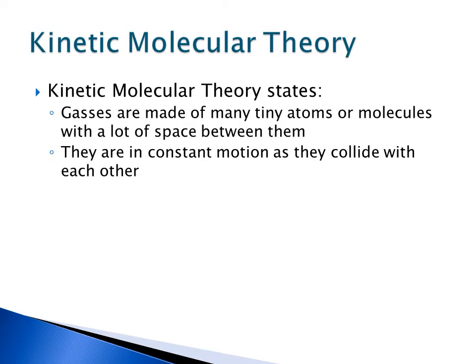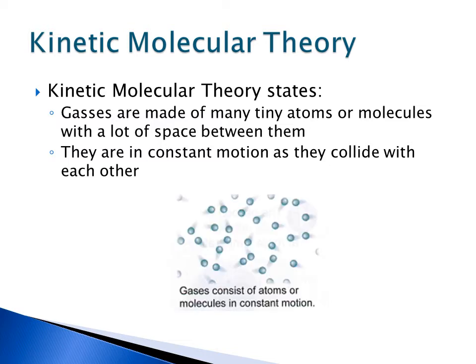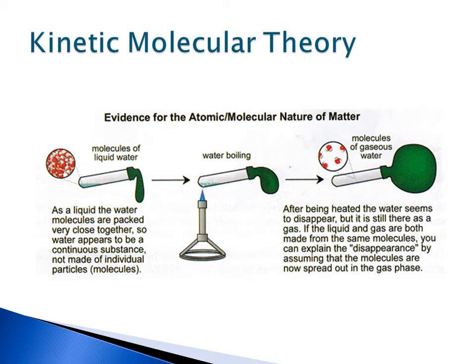Kinetic molecular theory says that gases are made of a lot of really tiny atoms or molecules, and those molecules have a lot of space between them, and they're in constant motion as they collide with each other. So gases consist of atoms or molecules that are constantly moving through a vast empty space. We know that this is actually true because we can take liquid water, in this example, and heat it up. As we do that, the water will start to boil. It looks like the liquid is disappearing, but it's not. It's just moving into the gaseous state.